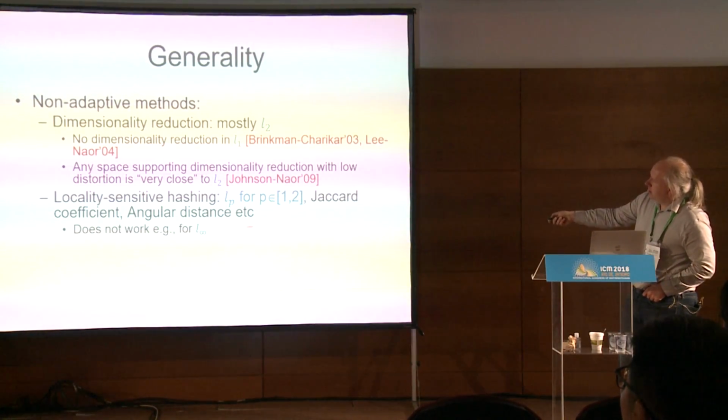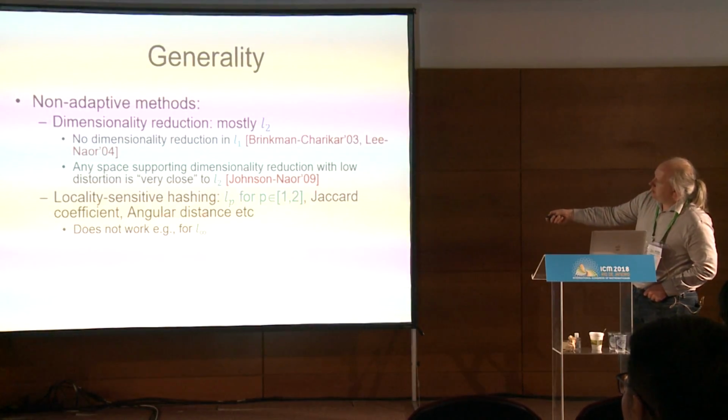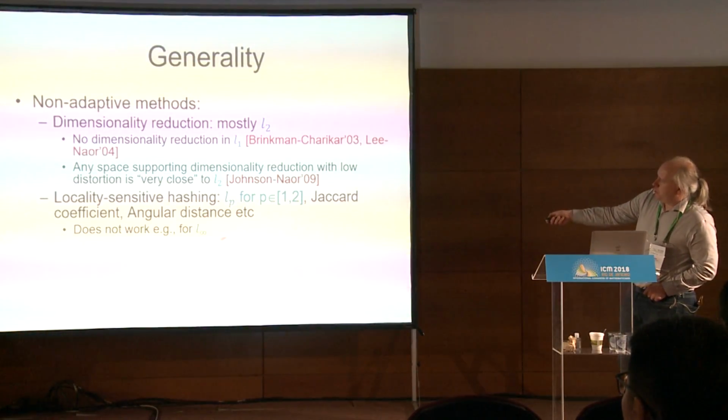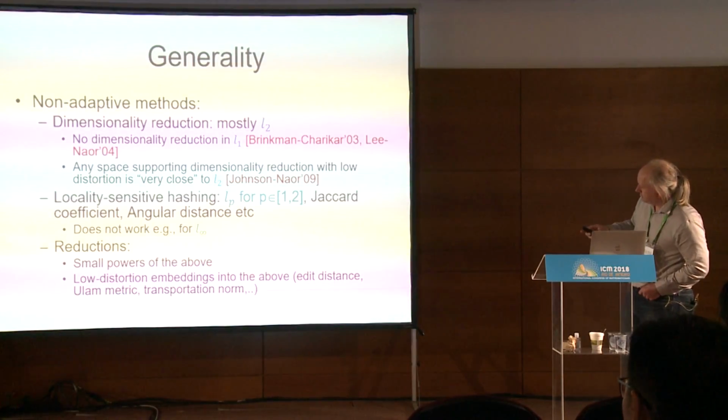Locality-sensitive hashing is a little bit more general. It works not only for Lp, for p between 1 and 2, but also for other similarity measures that are very useful in practice. But it doesn't work, for example, for L infinity, right? You just cannot get anything non-trivial using it.